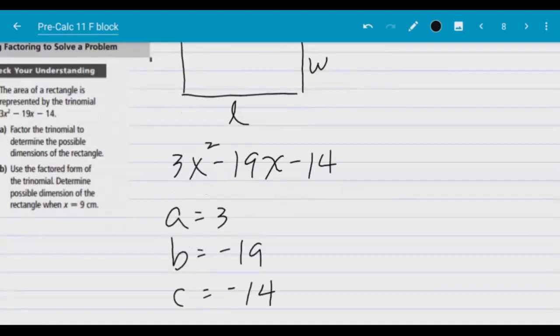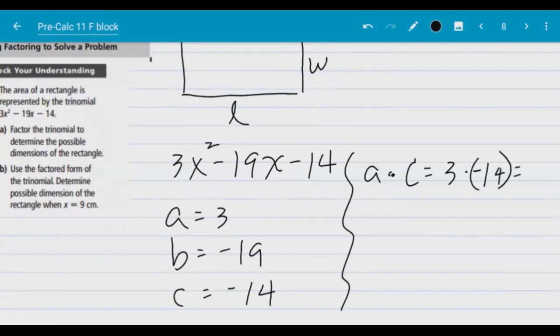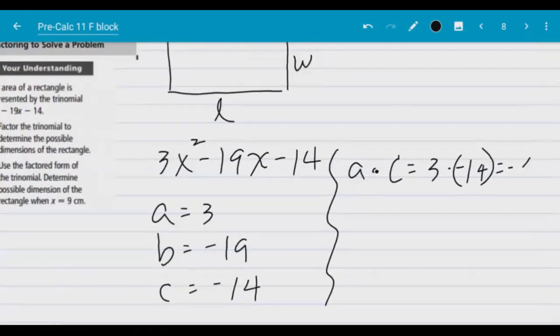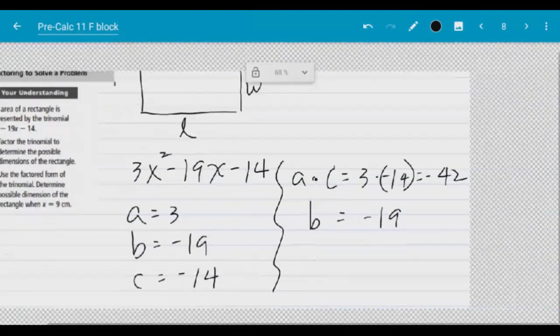So what we need to do to be able to factor this is to figure out, okay, so what would be my A times C value, all right? A times C, that would be 3 times negative 14. And that would be negative 42, right? Now, we know that our B value is negative 19. So the question is, what are those numbers such that when we multiply the two numbers, we will get negative 42 and they add up to negative 19. So let's take a look, all right?